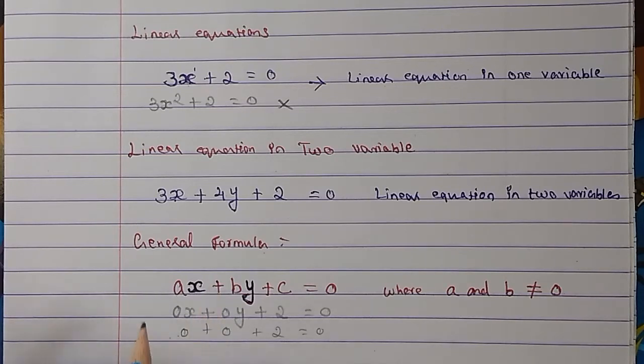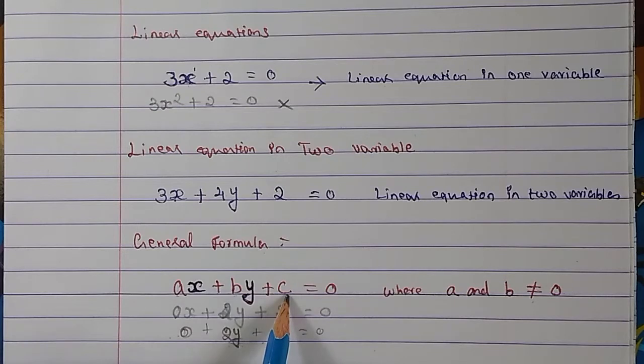Now in the place of a, 0 is put. Here in the place of b, I'll put some number, 2. Again 0 into x will give 0. This will be 2y. Now where has the one more variable gone? So now this becomes a linear equation in one variable, because only one variable we have here. That is why a and b should not be equal to 0. So there should not be a 0. Always in the place of a, some number should be there, any real number, and in the place of b, any real number.